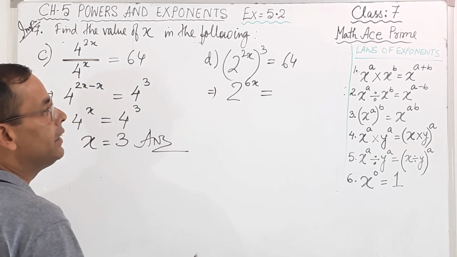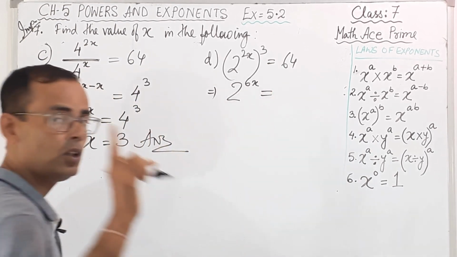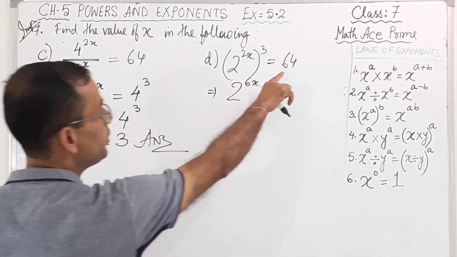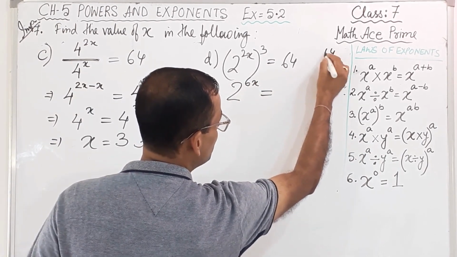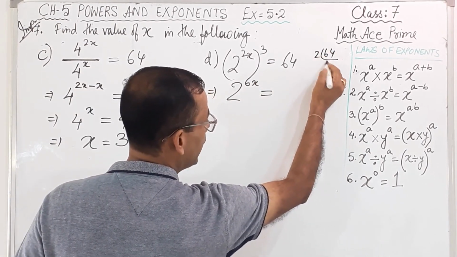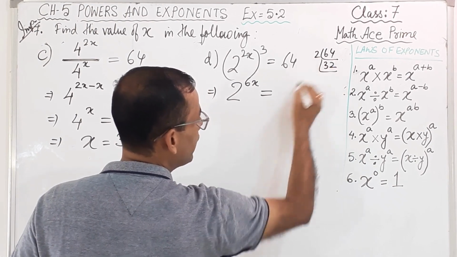Can I write again 4 to the power 3? No. Here we will not write 4 to the power 3. Here it is 2 is here. So what we will write here? We will do LCM 2. Understanding or no? 32. Correct?